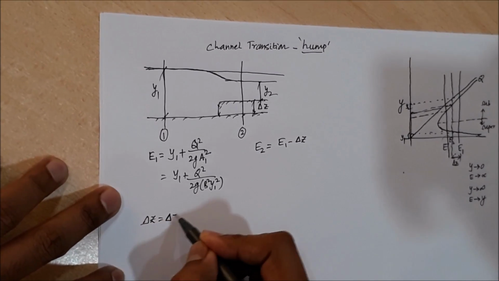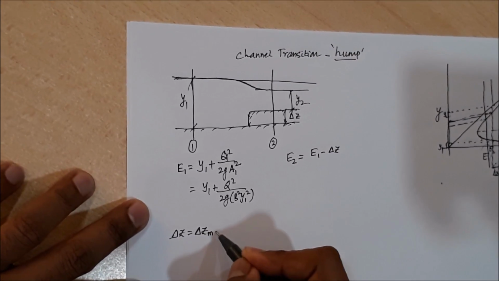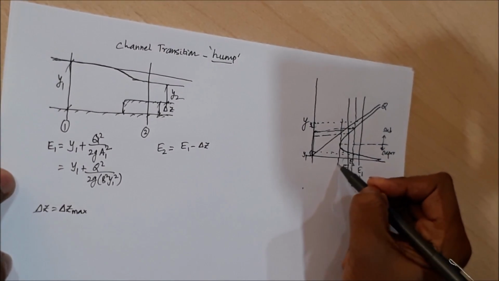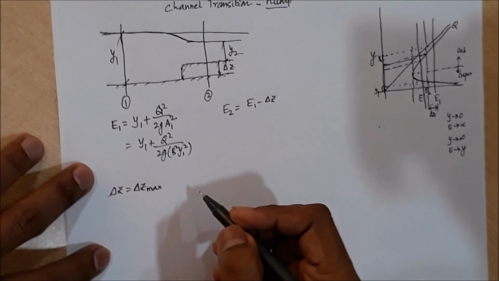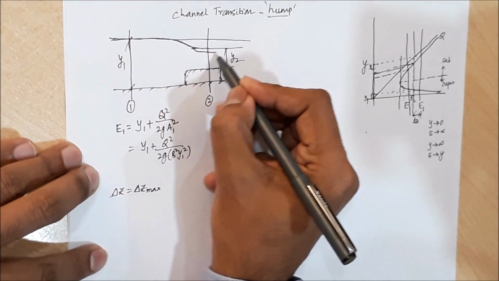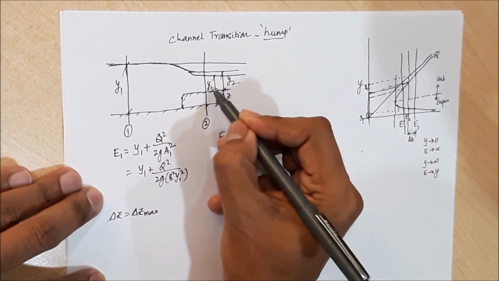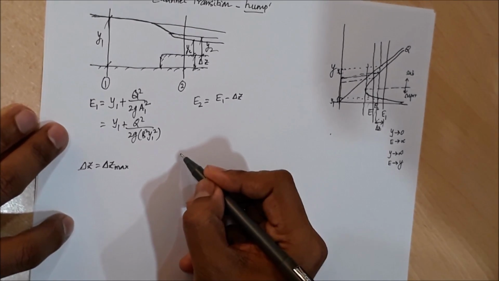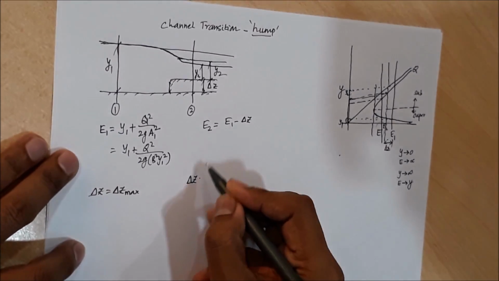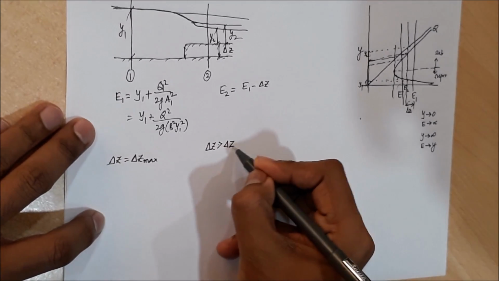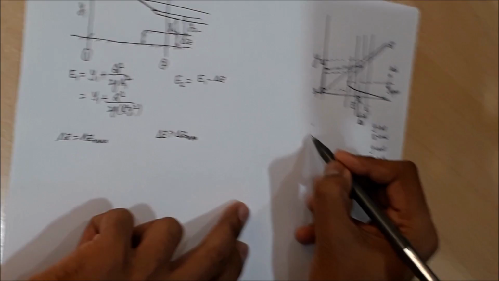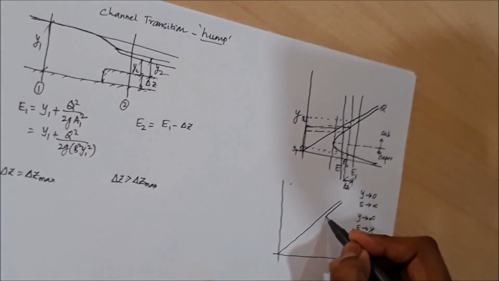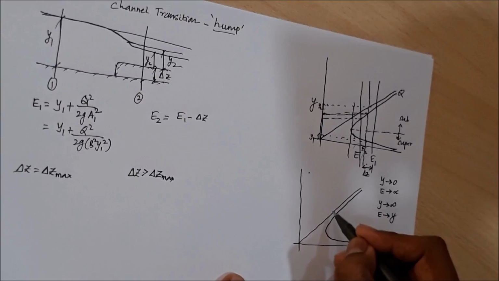to an extent where z becomes equal to a maximum z which we can increase, which will correspond to a minimum energy, at that point the depth here will fall to yc. Now in case I increase the hump height further, more than this delta z maximum, theoretically the flow cannot take place, because energy has already reached the minimum.